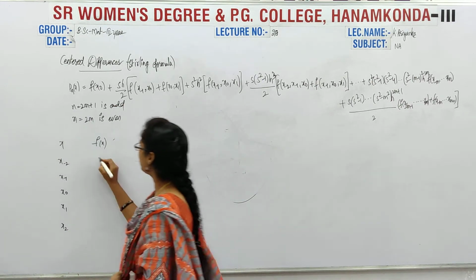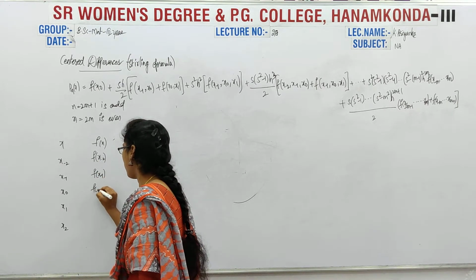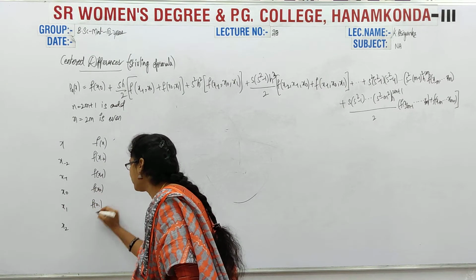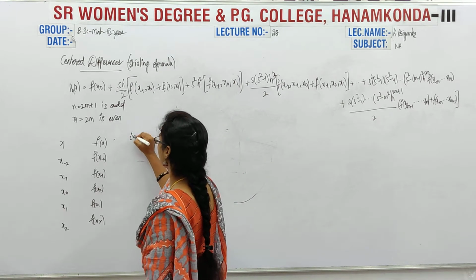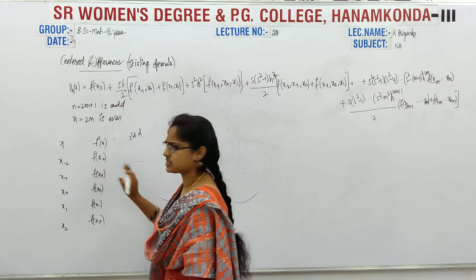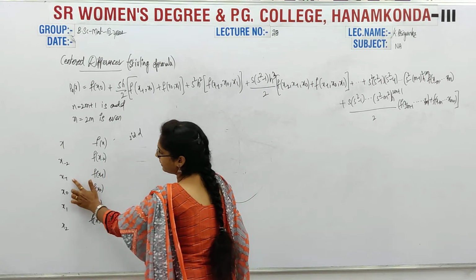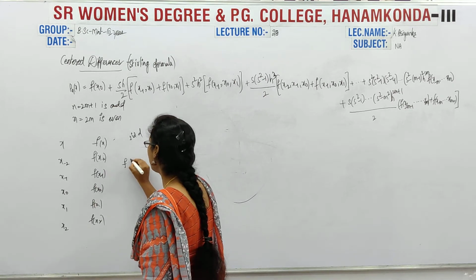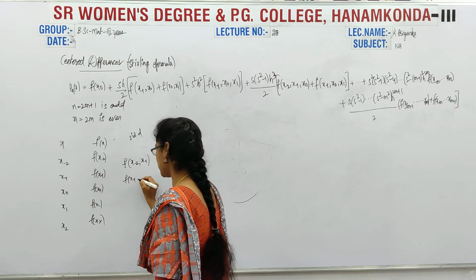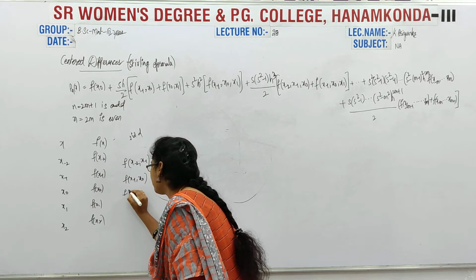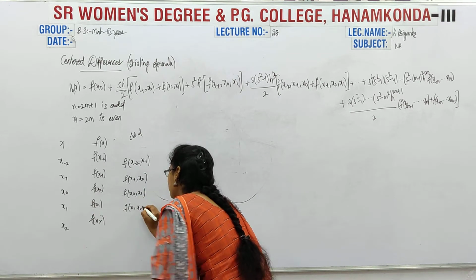Okay, so now here f of x minus 2, f of x minus 1, f of x naught, f of x1, f of x2. Next, first divided difference formula. Same procedure: this one minus this one, whole divided by this one minus this one. Then what we get here is f of x minus 2 comma x minus 1, f of x minus 1 comma x naught, f of x naught comma x1, f of x1 comma x2.